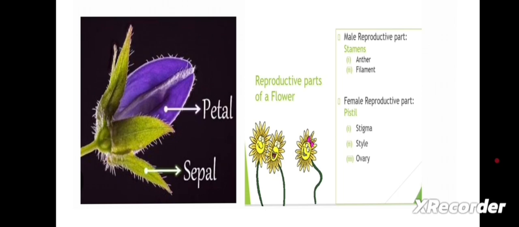Pollen grains are dust-like particles and take part in reproduction. And next is pistil or carpel. A flask-shaped structure in the center of the flower is called pistil. Pistil is the female part of the flower. The lower, broader portion of the pistil is called ovary. The ovary contains female sex cells called ovules. The narrow upper portion of pistil is called the style. The sticky end at the top of the style is called stigma. The ovary of a flower develops into the fruit. Its ovules form the seeds.